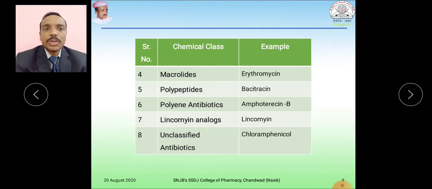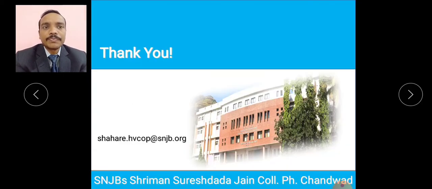The next chemical class is polypeptides, which contain a long peptide chain, for example bacitracin. Next, polyene antibiotics: amphotericin B, nystatin. The next chemical class is lincomycin analogues, for example lincomycin. And lastly, the unclassified antibiotics, including chloramphenicol, rifampicin and linezolid. These are certain examples. So this was the introduction to antibiotics, in which we discussed what antibiotics are and how they are classified.